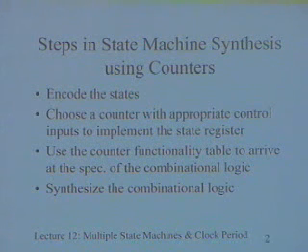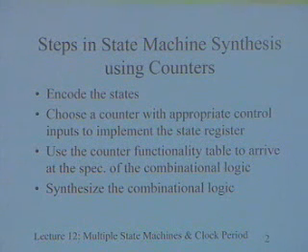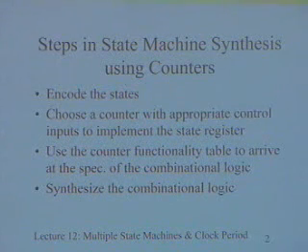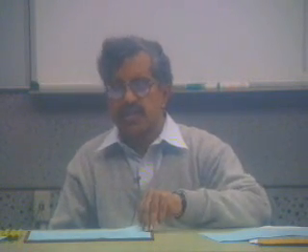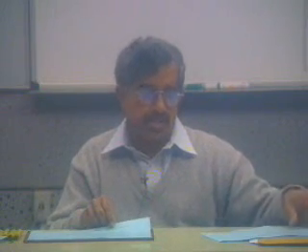Once you have your state transition diagram and once you have encoded the states, you know that for the present state encoding and the present input, what are the next state outputs. But if you are using a counter, then instead of the next state you have to generate the control inputs for the counter, whether you want to have an enable or a load or clear. So you write your table now in terms of these control inputs. Then we synthesize the combination logic both for generating these control inputs as well as for generating the output. So these are the 4 steps involved in synthesizing a state machine using counters.